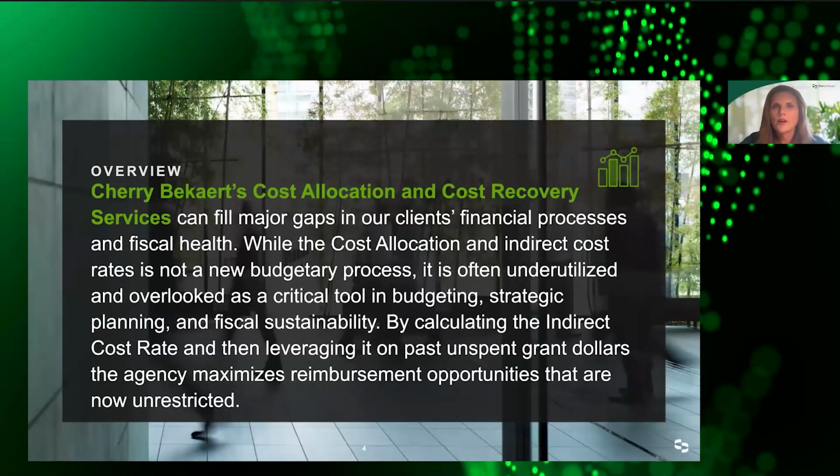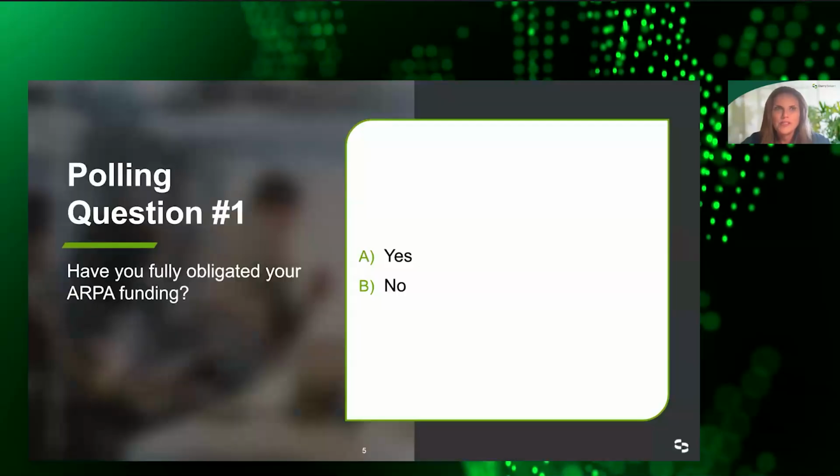So an overview of our cost allocation and cost recovery services is really about filling the gaps in our clients' financial processes for fiscal health. It's really important that we understand what it's costing us to provide services, not only on ARPA, but on everything that you do, also on all of your non-grant funding areas. So programs have costs and indirect costs, and it's important to understand that. By calculating our indirect costs, we can leverage that rate on past unspent dollars in your grant portfolio, and also look for new opportunities that is now unrestricted and areas where you guys can provide more services.